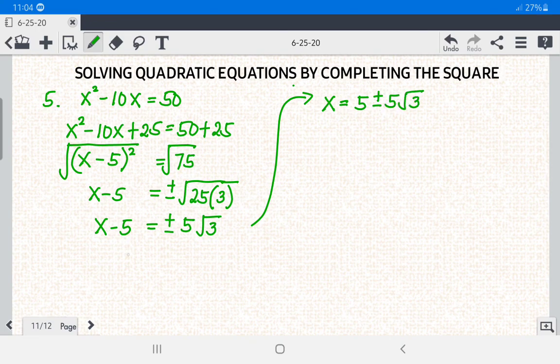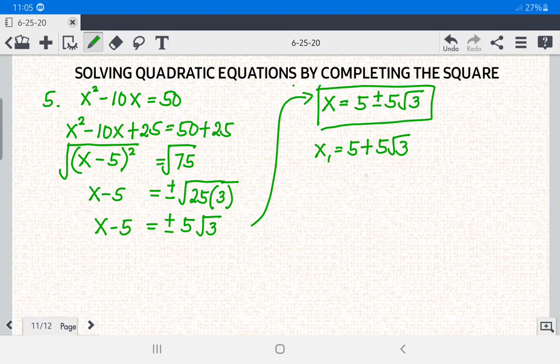If you don't want to make use of the addition property of equality, you can transpose negative 5 to the right side, but see to it that you change the sign from negative to positive. Okay, so this is the value of x. But then, we're going to solve for the solution. So x sub 1 is equal to 5 plus 5 square root of 3. That's x sub 1.